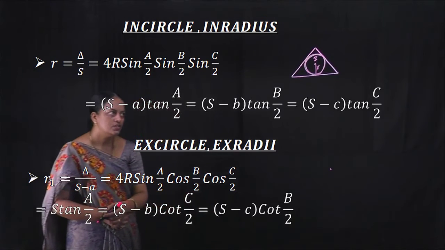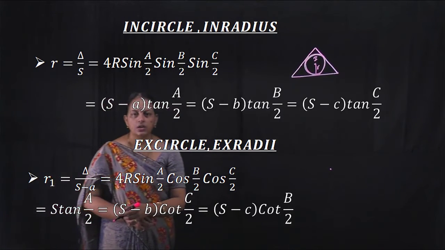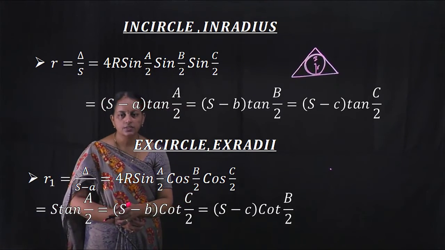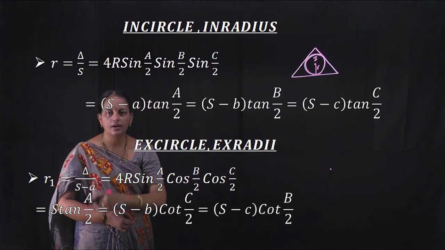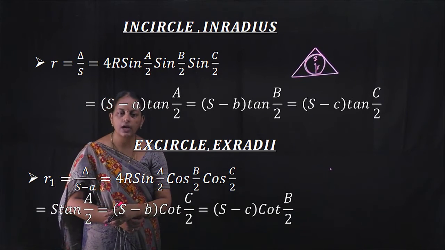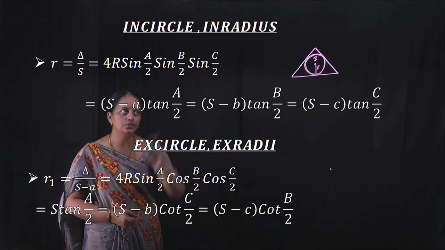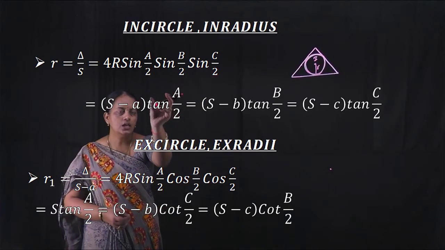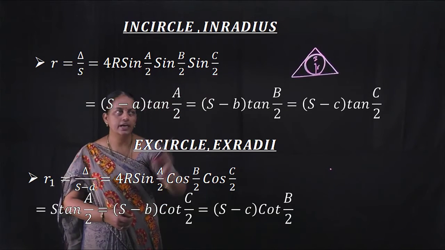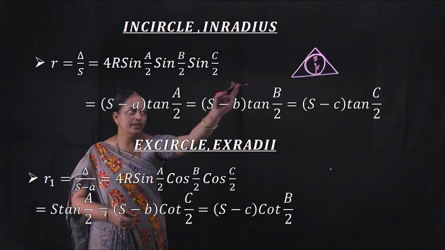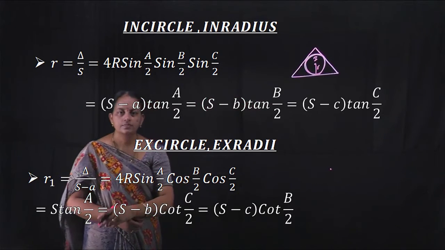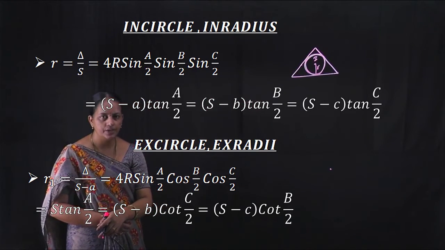And there are some formulae for small r, that means inradius. Small r is equal to delta by s, which is equal to 4R sin A by 2 sin B by 2 sin C by 2, and also equal to (s minus a) tan A by 2, that is equal to (s minus b) tan B by 2, and (s minus c) tan C by 2.